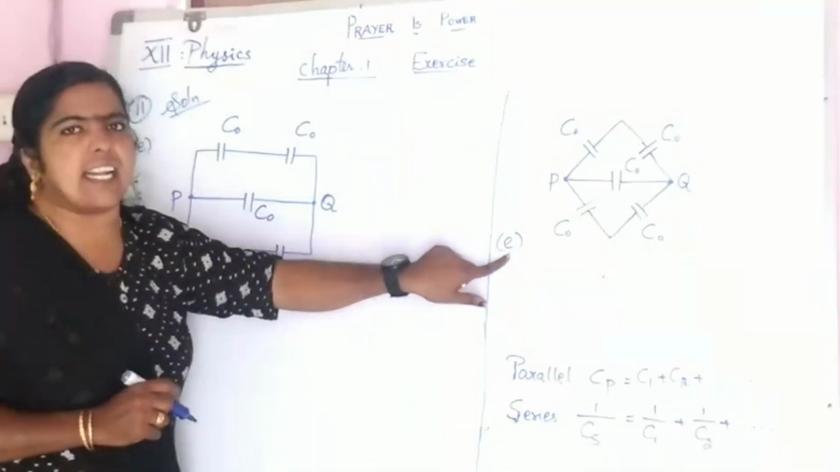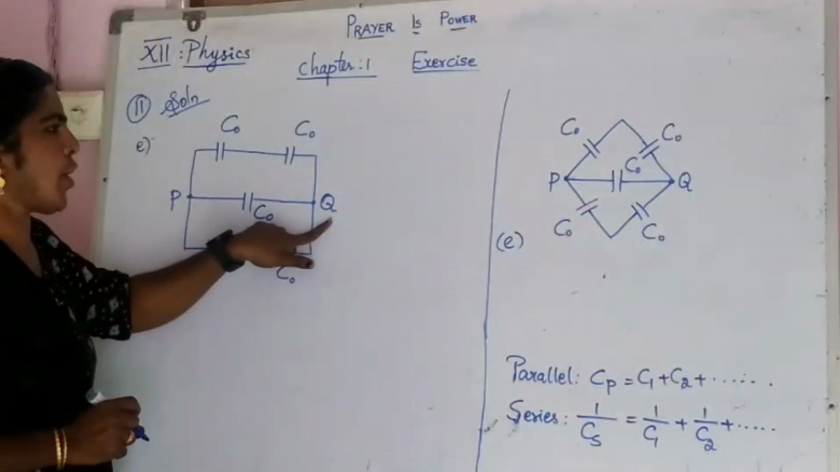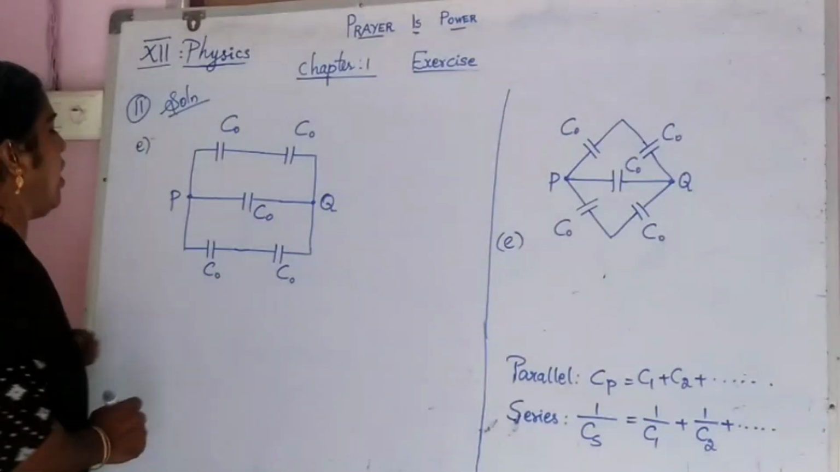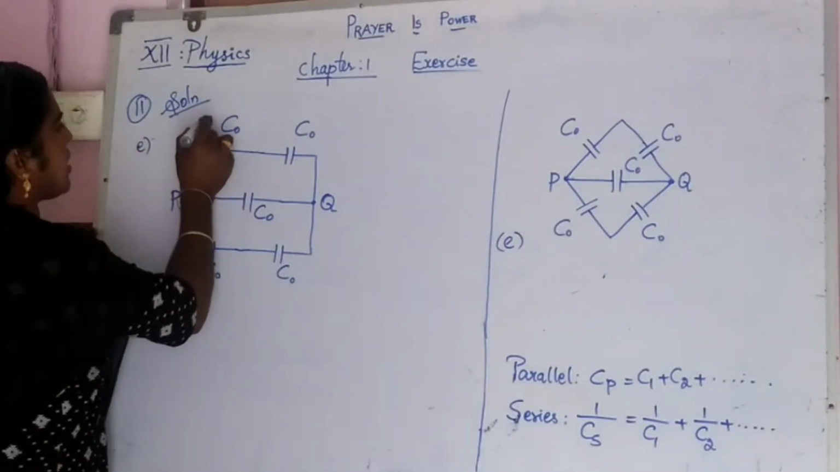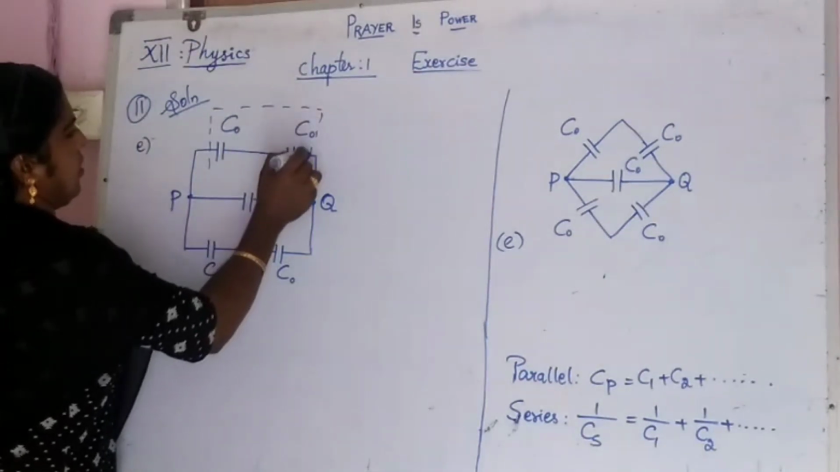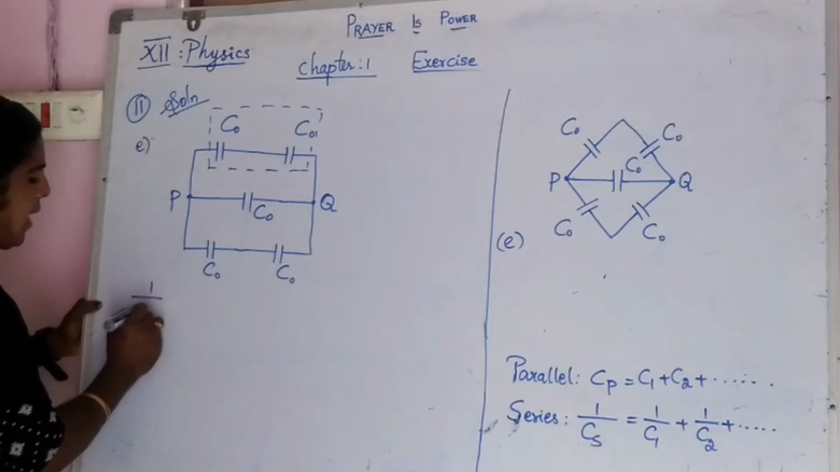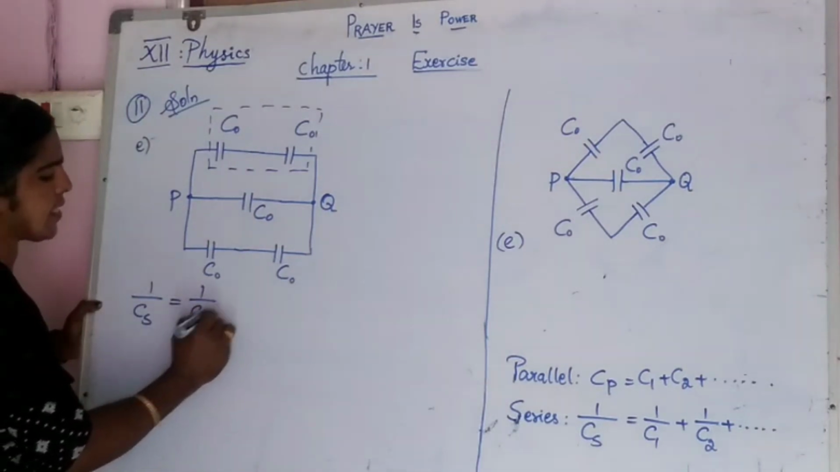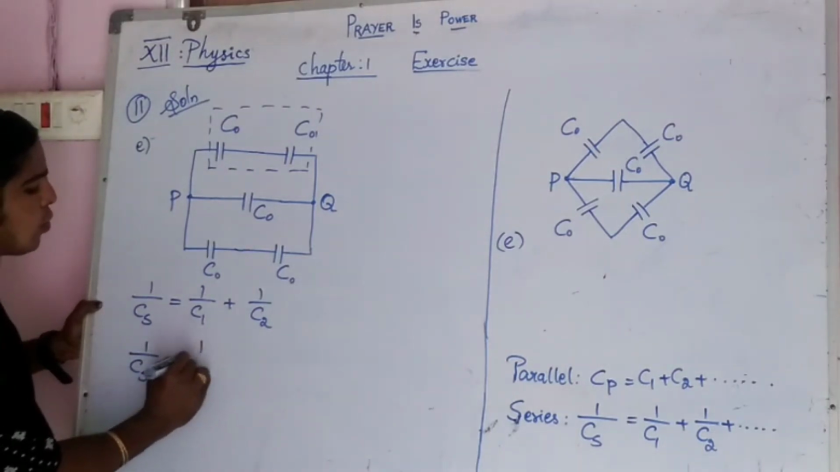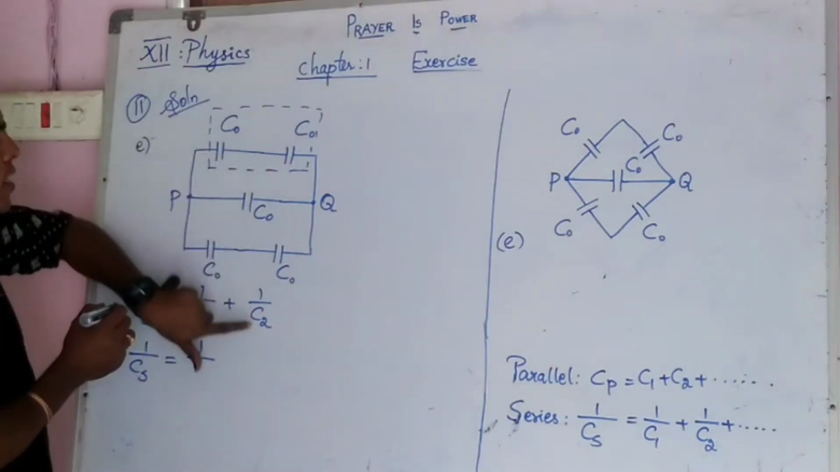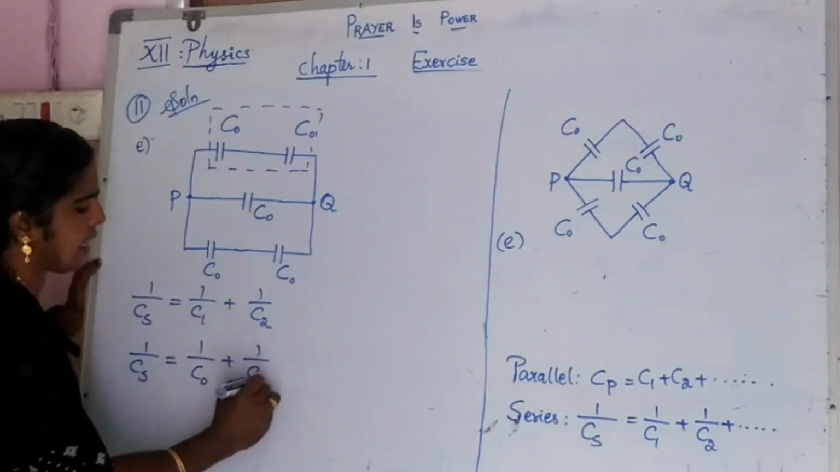Number E, find the resultant capacitance. Rearrange the circuit. Terminal P and Q, the same line we rearranged. Look here, these two capacitors are series. So first we are choosing these two capacitors, which are series. So series formula we know: 1 by Cs is equal to 1 by C1 plus 1 by C2. The C1 value is C0, C2 value also C0. So 1 by C0 plus 1 by C0.